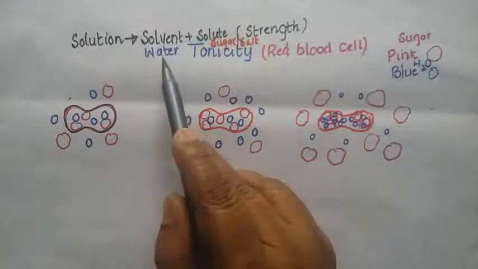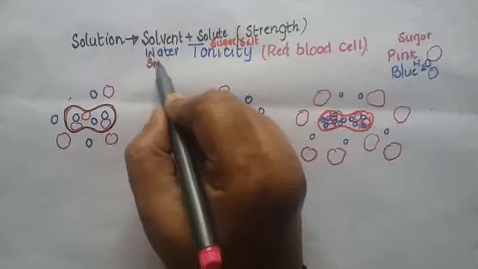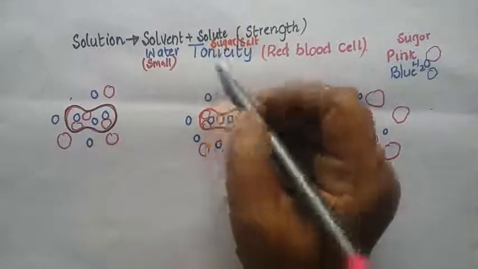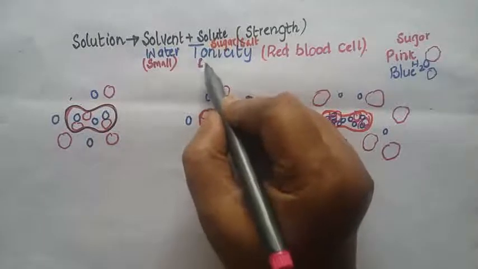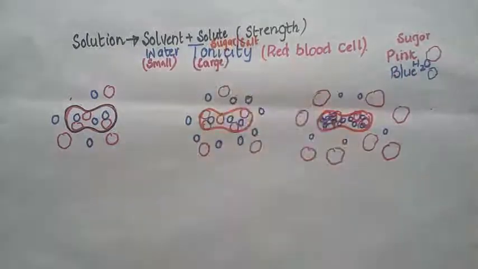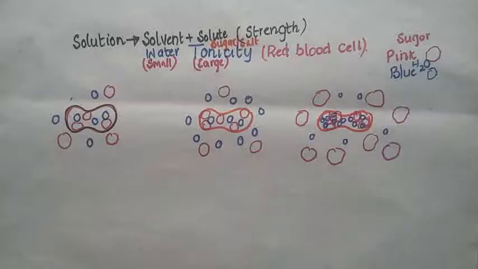The solvent is the water, which has a smaller size, whereas solutes are nothing but the sugar or the salt molecules, which are larger in size. Children, here I have drawn RBCs in three different kinds of solutions.